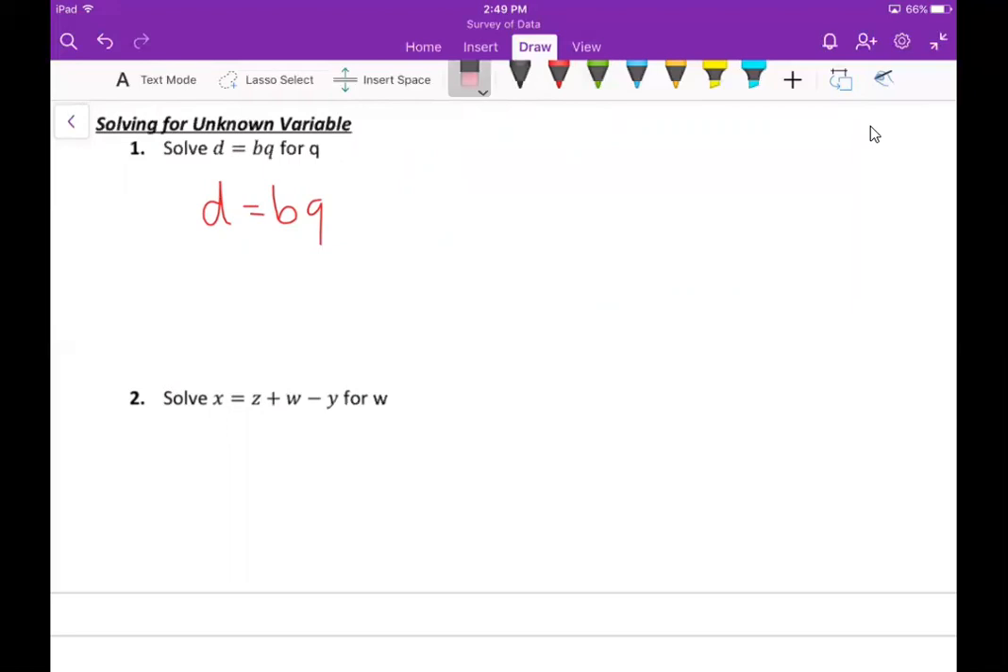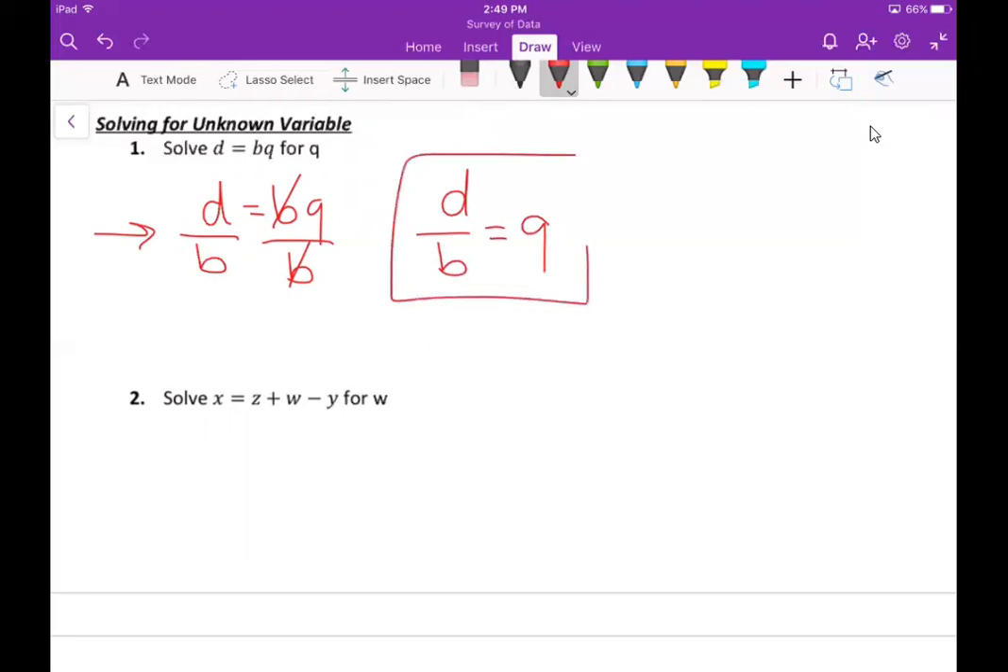How do I undo multiplication? I divide. So I need to divide by the term that is connected to Q to get Q by itself. Anything divided by itself is 1. So now Q is alone, and there is no simplification I can do on this side, so we have solved for Q. D over B equals Q. Q is alone, and this formula has been solved for Q.